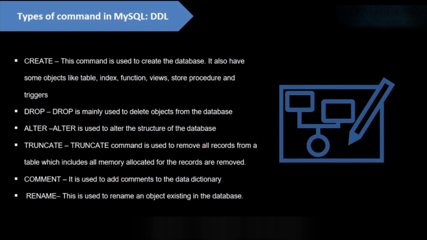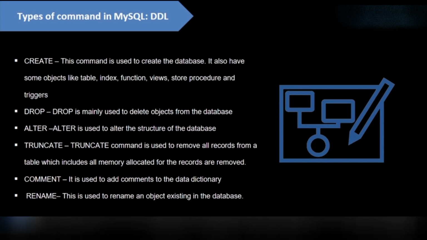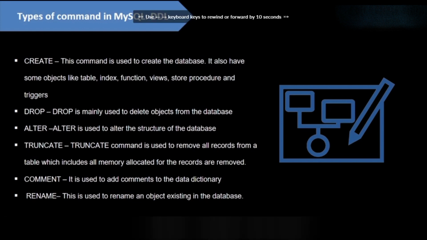We have the create command. Why do we use the create command? This command is used to create a database, or other objects. Maybe you want to create a table, index, function, views, stored procedures and triggers. And there comes the drop command. Why do I need to use the drop command? Drop is mainly used to delete objects from the database, if you don't want some part of your database. Maybe you want to delete a table, a function, a view, a stored procedure, something like that.